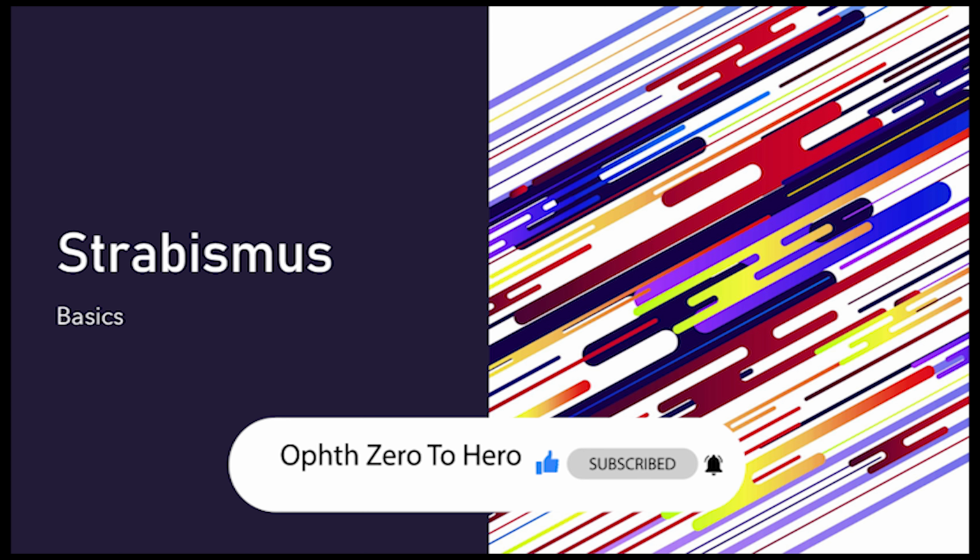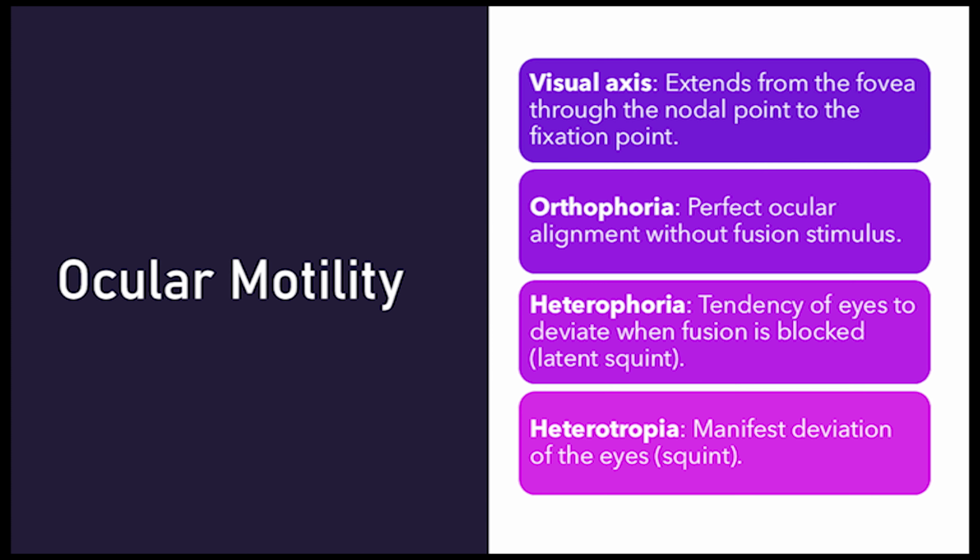Okay, let's start with some of those fundamental terms that get thrown around all the time. I'm talking about the visual axis, orthophoria, heterophoria, and heterotropia. I still remember how important it was to really understand those distinctions. Oh, absolutely. So let's break those down. What exactly are we talking about when we say visual axis?